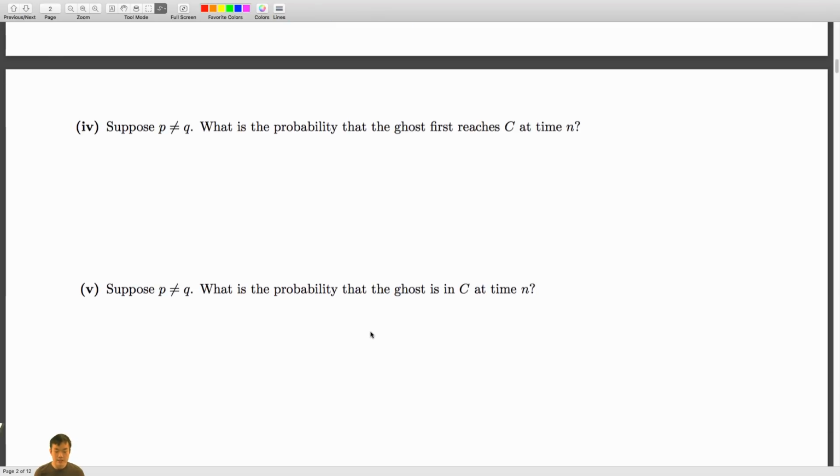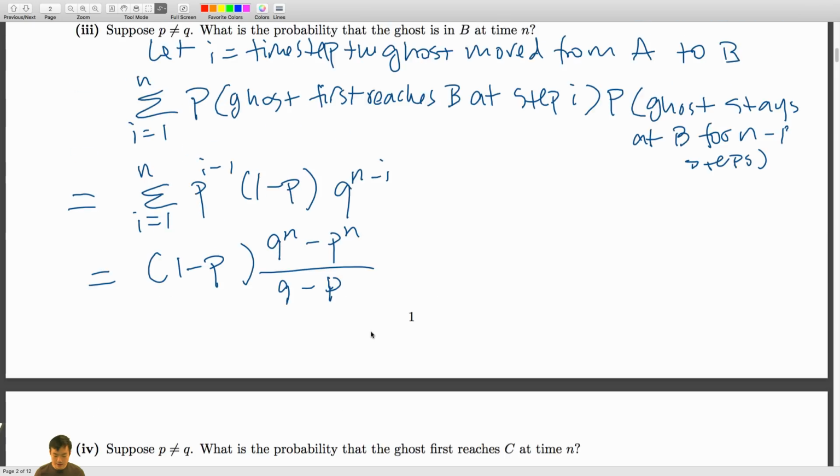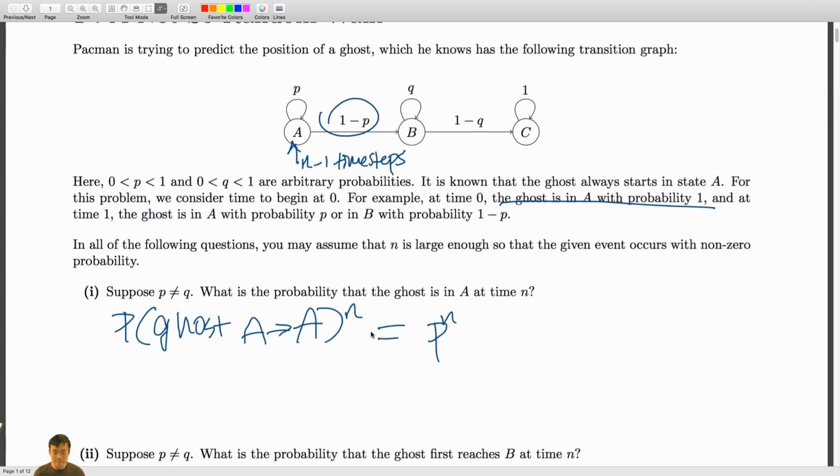So now consider the probability that the ghost first reaches C at time n. Looking back up at the graph, for the ghost to first reach C at time n, this basically means that the ghost would have to be in state B at time step n - 1, and then move at time step n from B to C.